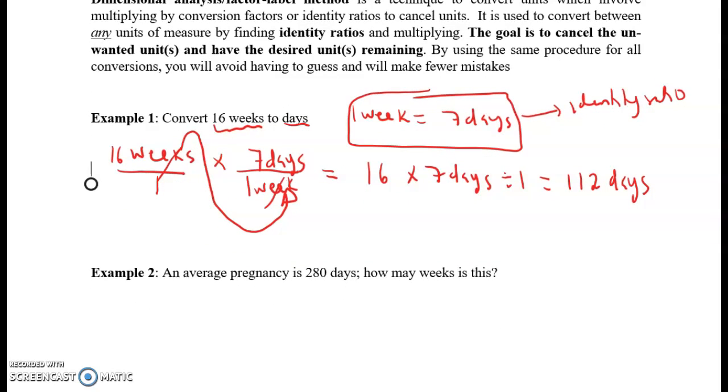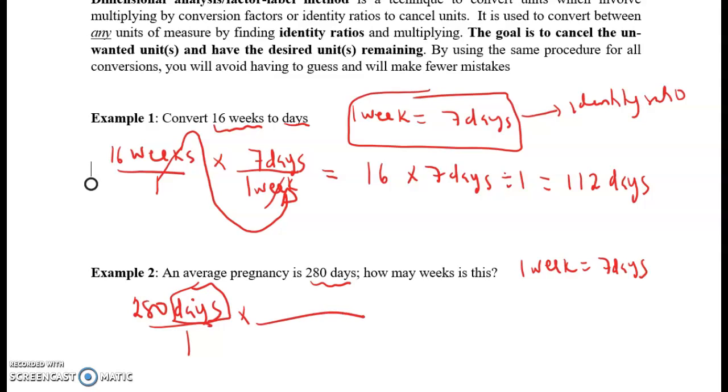Now for the next example, we want to convert 280 days to weeks. We're going to begin by expressing the initial measurement as a fraction over 1, so 280 days over 1. Next, we're going to multiply this by an identity ratio. Again, 1 week is equal to 7 days. Since we have days at the top of this first fraction, we should have days at the bottom of the next fraction to cancel out.